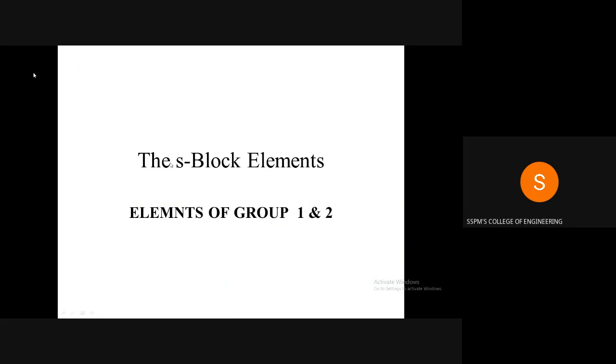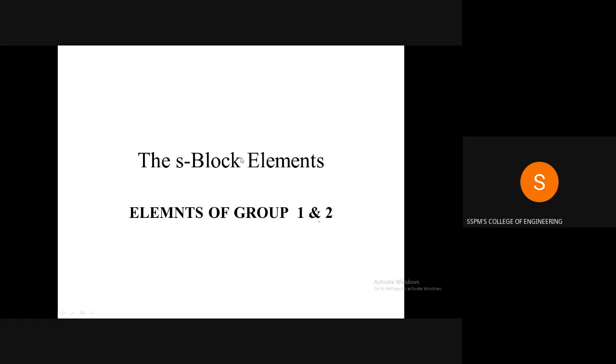Today I am delivering the lecture on the S block elements, that is, the topic of elements of group 1 and 2. I have already discussed the elements of groups 15, 16, 17 and 18, which are P block elements. This is the 11th topic, elements of group 1 and 2. These groups 1 and 2 are included in the S block elements.